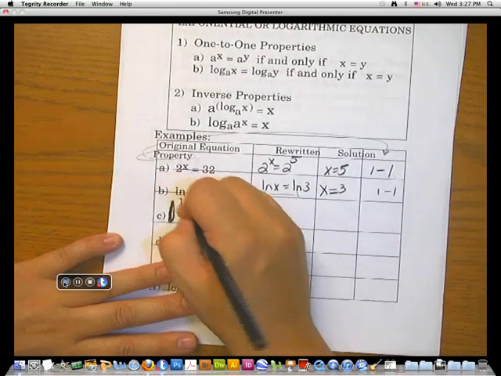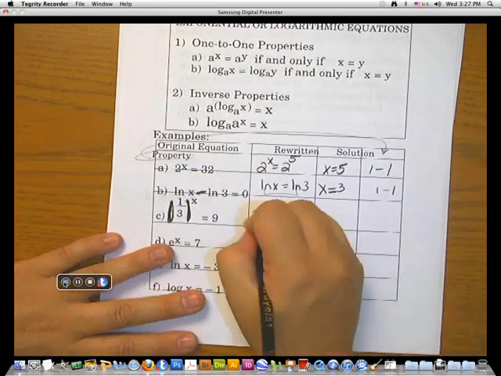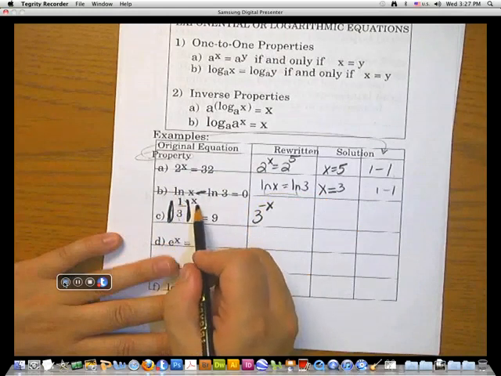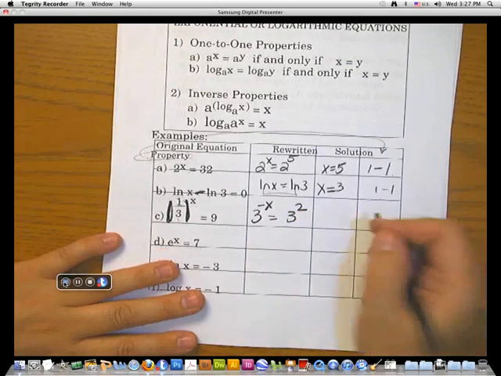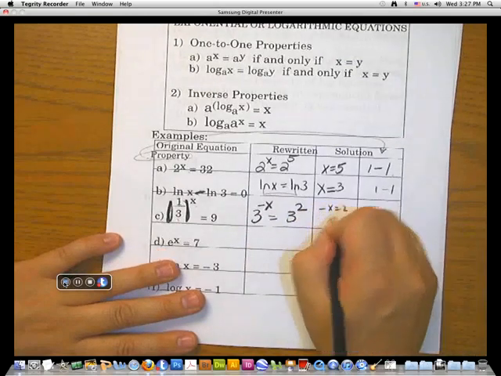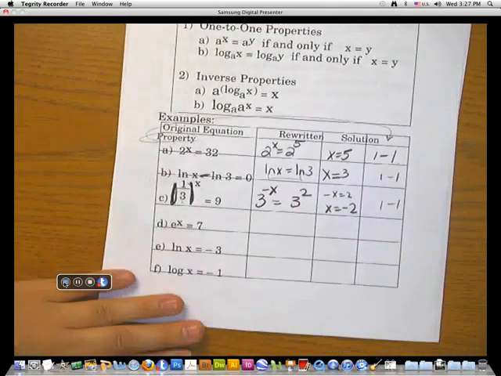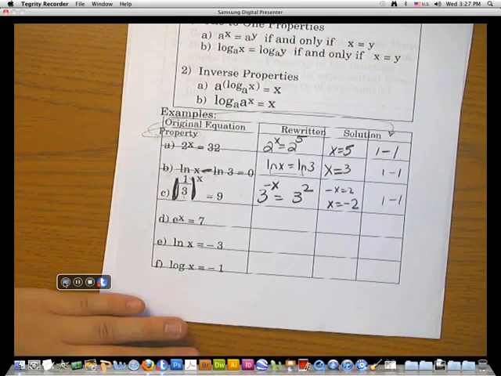Alright, so here we have (1/3)^x is 9. We can rewrite that as 3 to the negative x, because if I reciprocate, I get a negative exponent. And 9 we know is 3 squared. So negative x is 2, therefore x is negative 2. Again, we have a one-to-one property. If the bases are alike, so are the exponents.